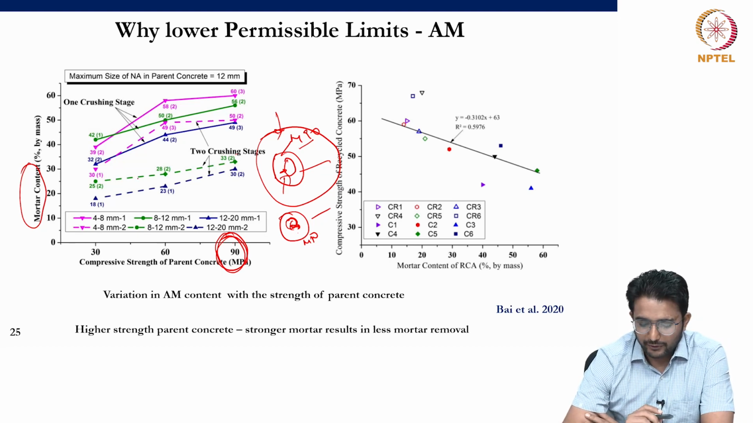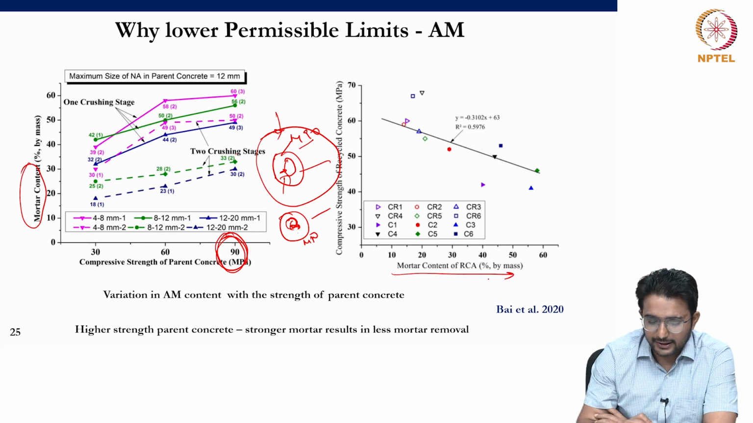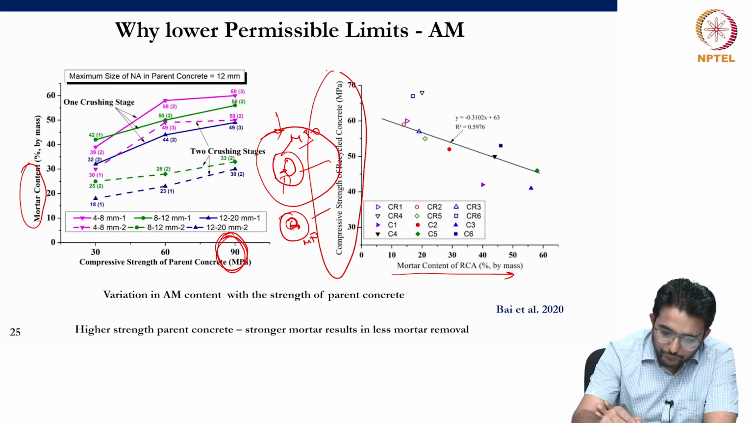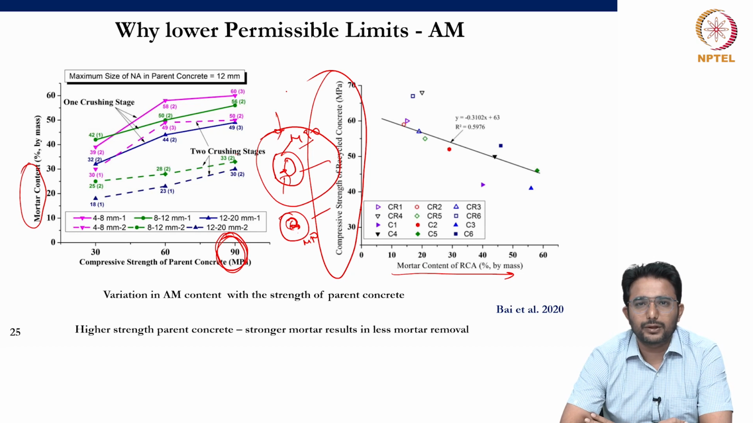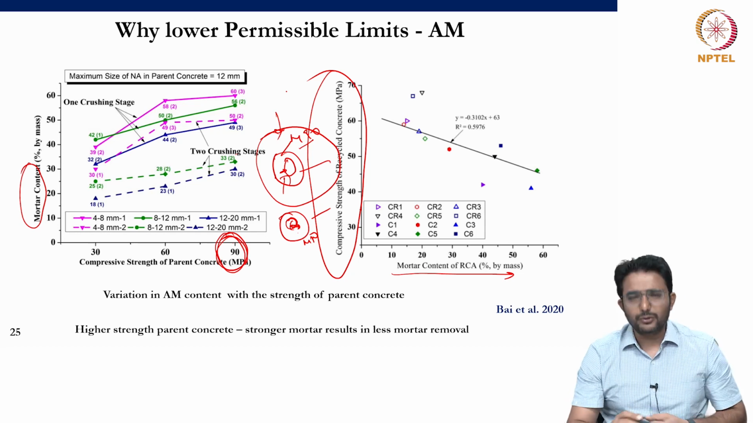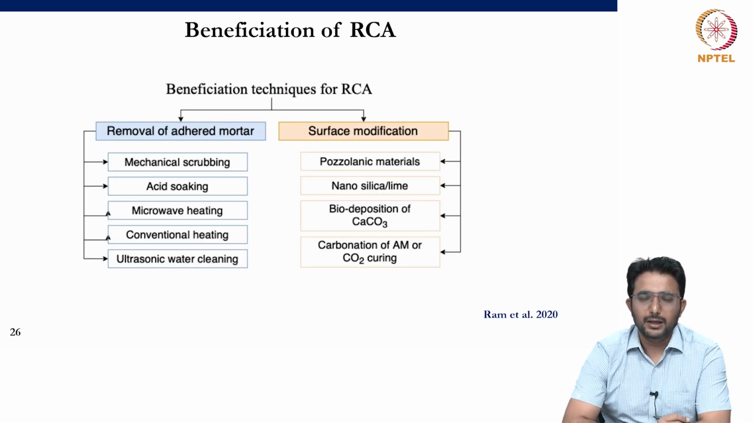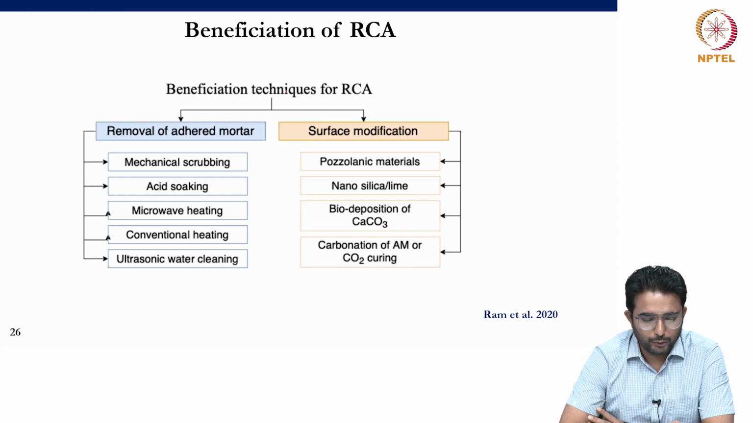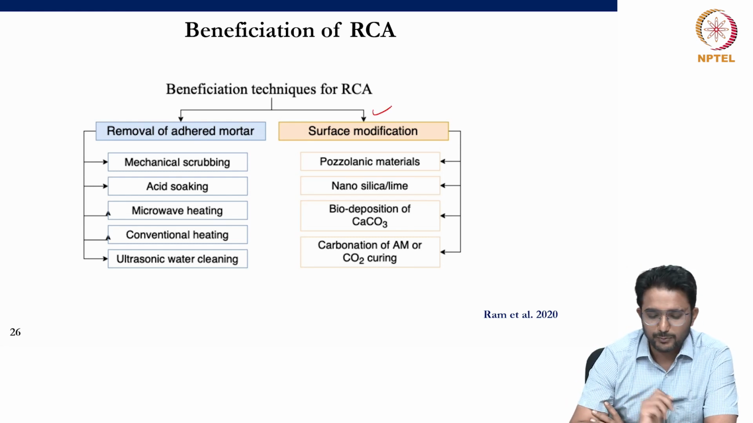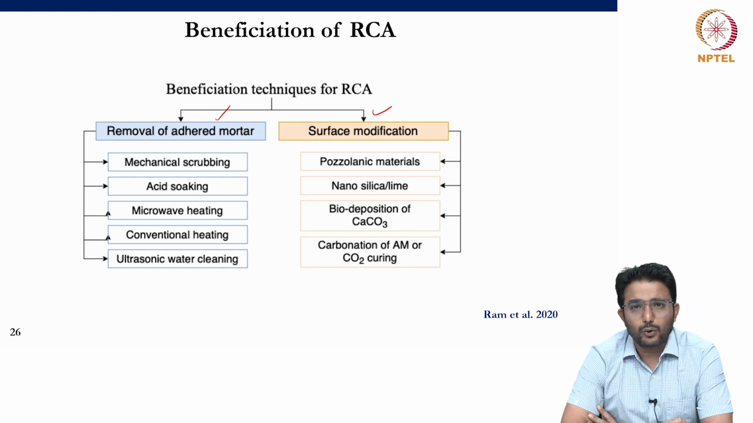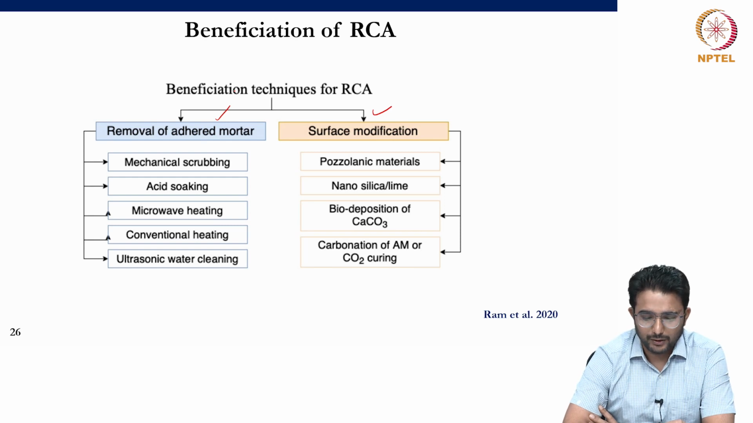So in a nutshell, what we have seen is that as the added mortar content increases, the strength of the concrete made with recycled concrete aggregate will also be reducing. So that means we have to address this added mortar content. Okay, so there are different techniques available to address the properties of the recycled concrete aggregates, and these can be put in two buckets. One is surface modification, the other is the total removal of the added mortar. There are other techniques also, very simple techniques.